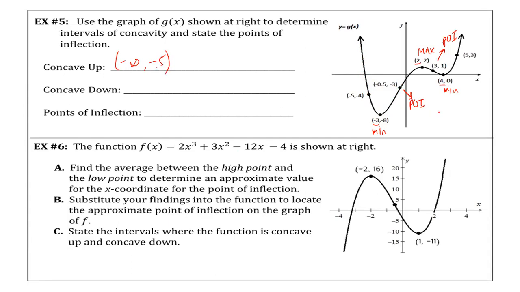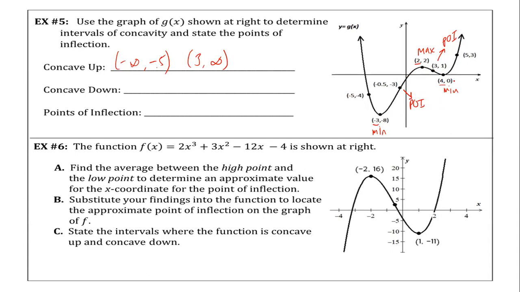Okay, where else are we concave up? There you go. Perfect. From 3 to positive infinity is our other concave up interval. Okay, where are we concave down? When is our curve going from the first POI to the other POI? That's where that curvature happens, right? That's where we are concave down.